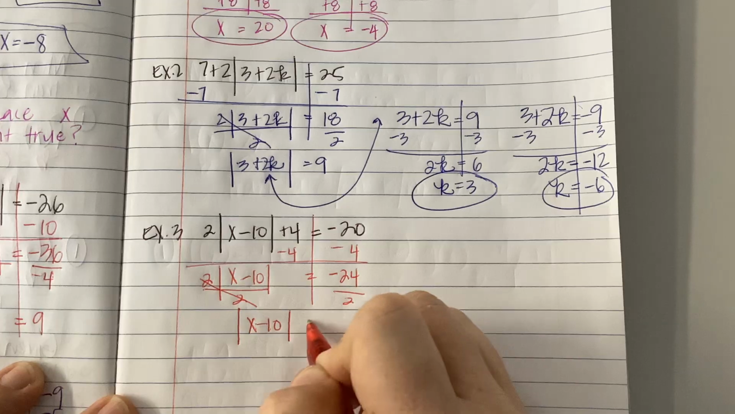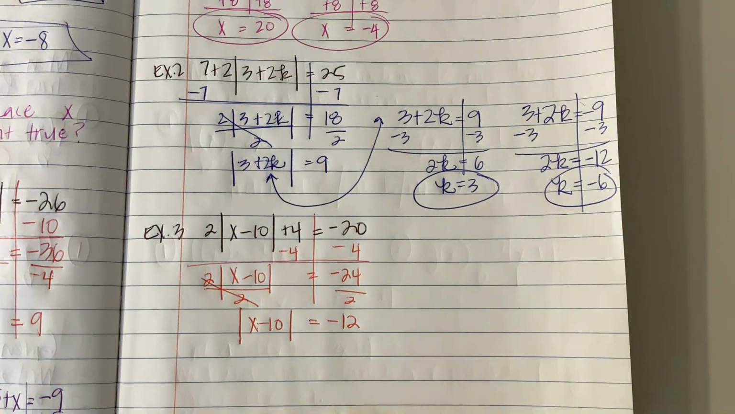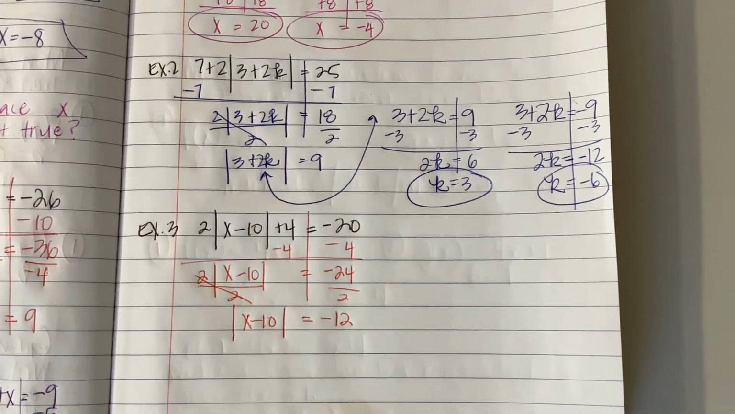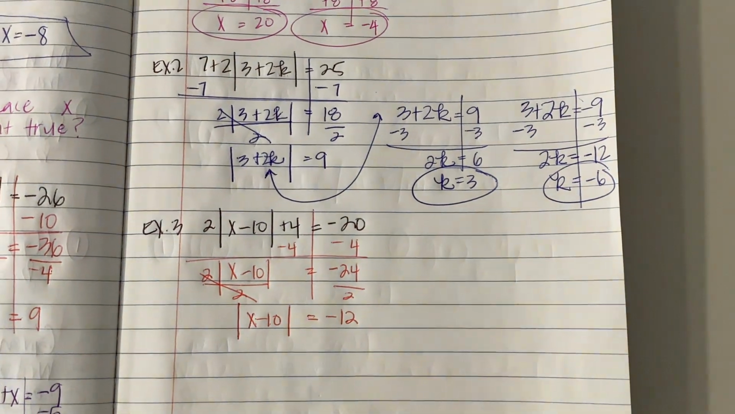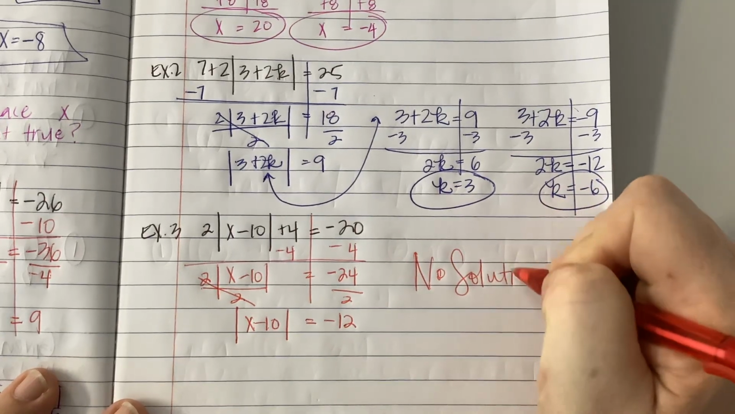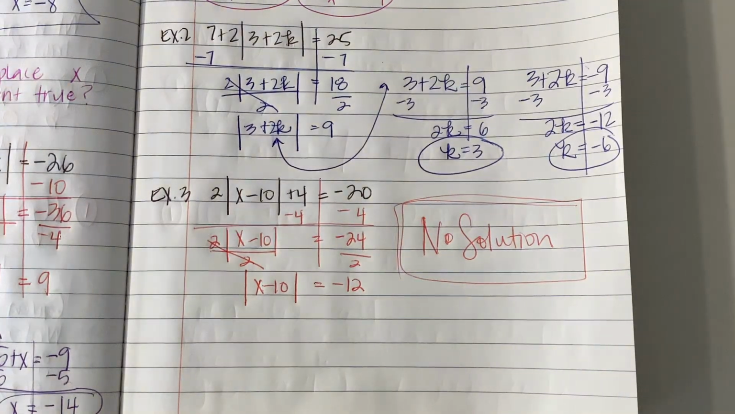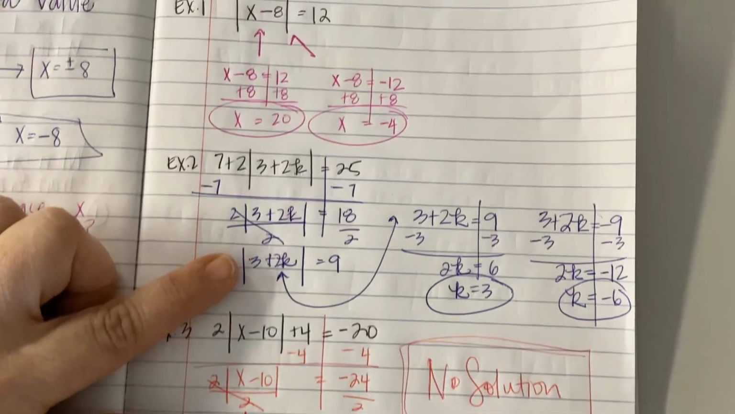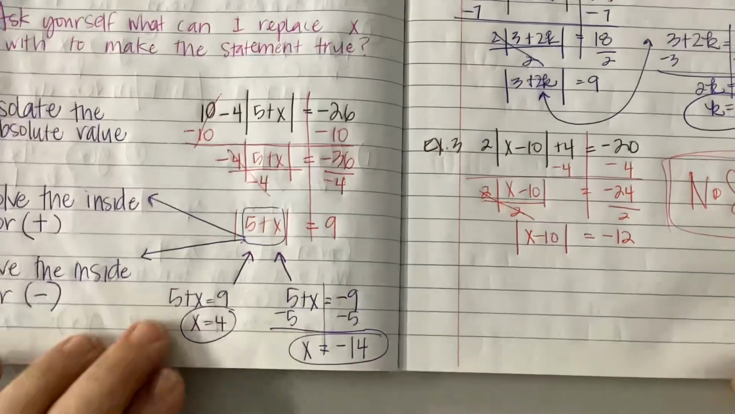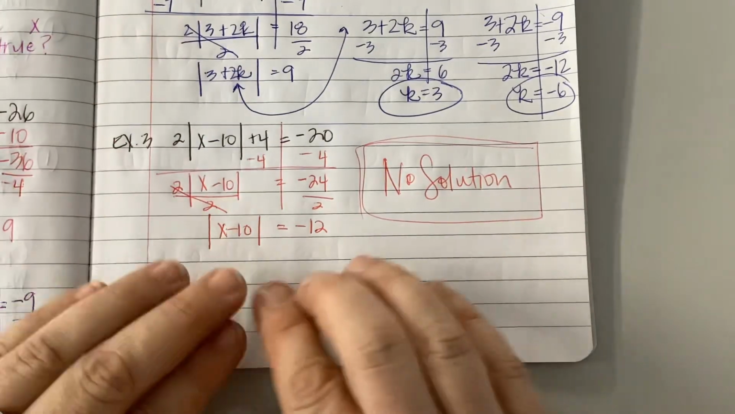The absolute value of x minus 10 is negative 12. Stop. I'm going to tell you right now, this problem has no solution. And I want you to think about it. Think about what each one of these have looked like when we've solved. And what's different about this one.